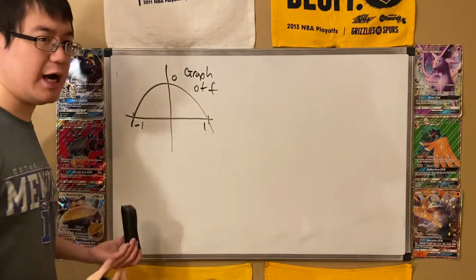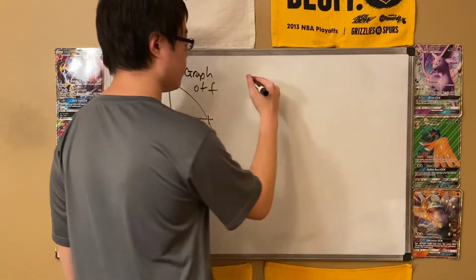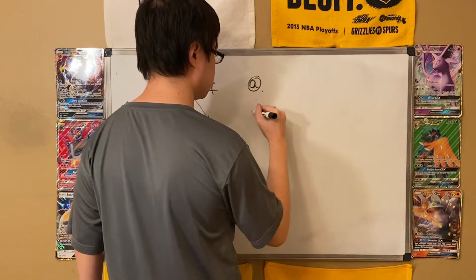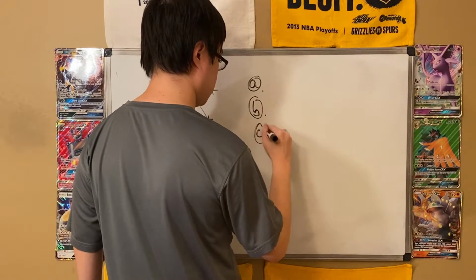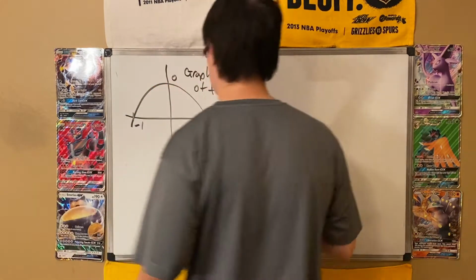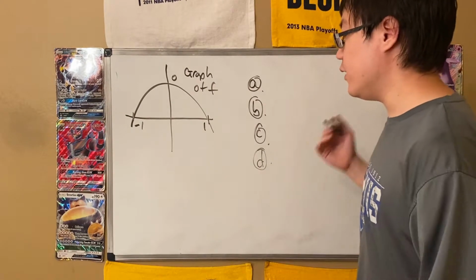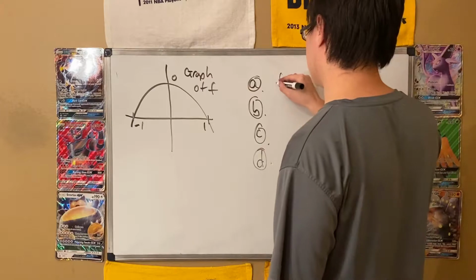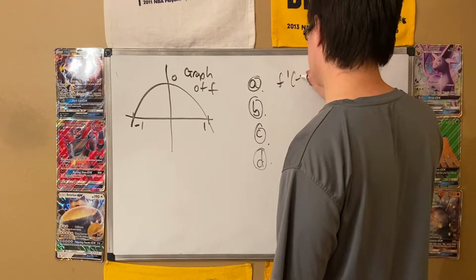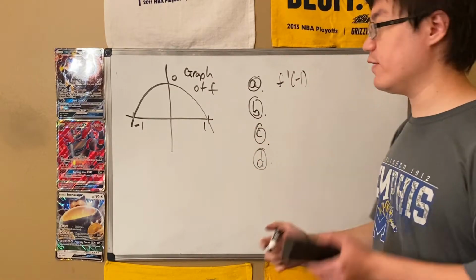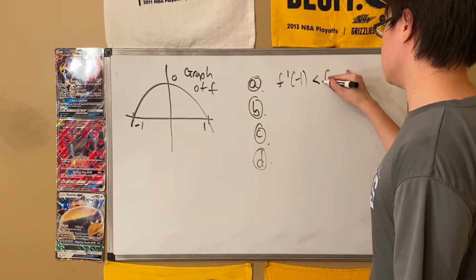And again, the graph is important. What we're going to do is try to sort 3 different things. So the question, in English, would be: what is true about this graph? These are our 3 different things. We're going to have F prime of -1, F prime of 0, and F prime of 1.